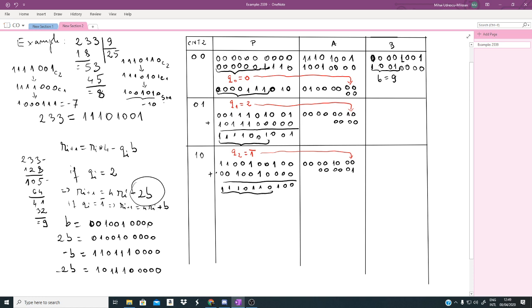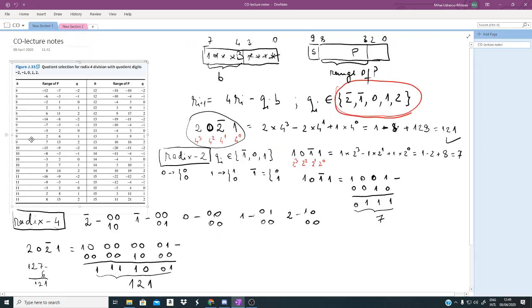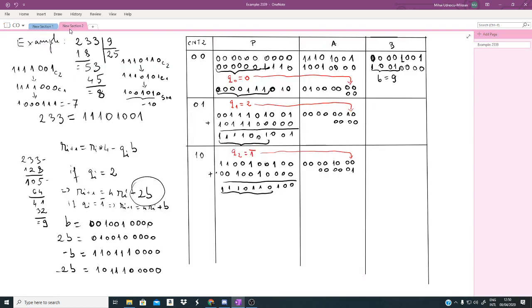Now, when I look at the table for b being 9, minus 10, where is minus 10? Well, it's between minus 14 and minus 8, right? So my q here in this step is minus 2.